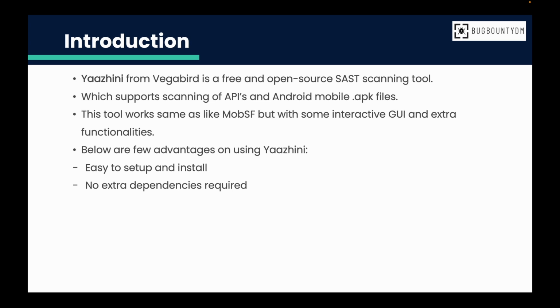MobSF requires a lot of dependencies to be installed first, and only then will it run properly, or else you will get application breakage. But with Yaazhini, there is no need to install extra dependencies like Python or any databases. It's already pre-built in the tool. You just need to download and install it on your desktop, run it, and perform SAST scanning on the Android apps.